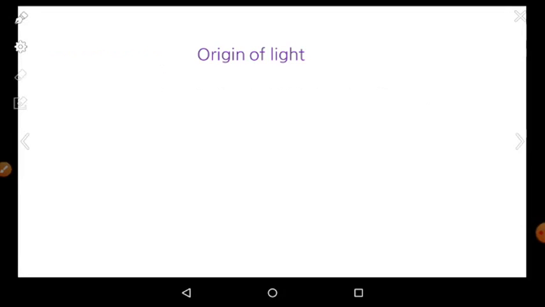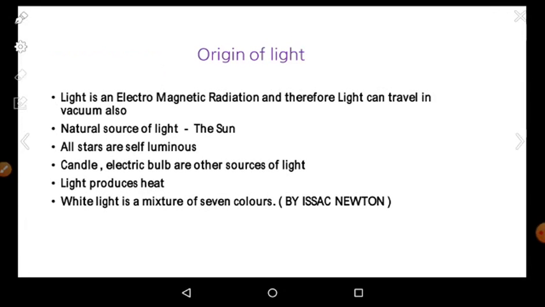So, ray optics is a branch of optics which deals with the nature of light based on Newton's theory. Before starting ray optics, I would like to explain what light actually is. Light is a form of energy, a radiation which can travel through vacuum also. When light travels through a vacuum or air or any other medium, electric and magnetic vibrations are produced perpendicular to each other. Therefore, it is an electromagnetic radiation.